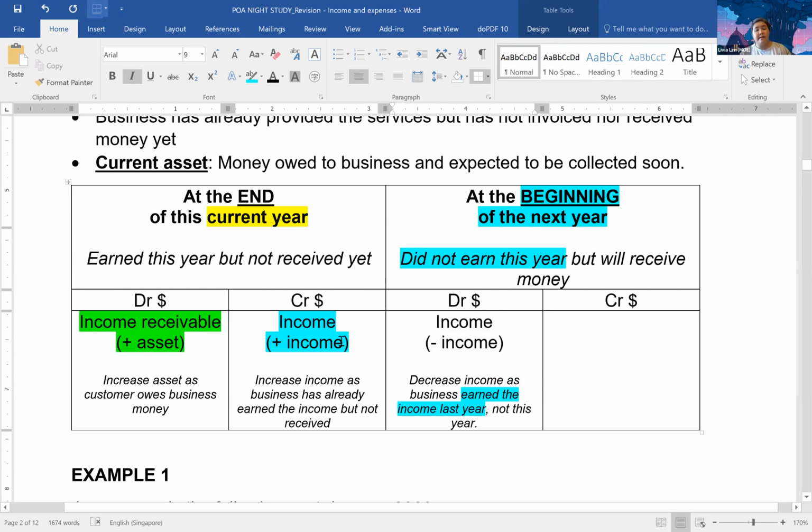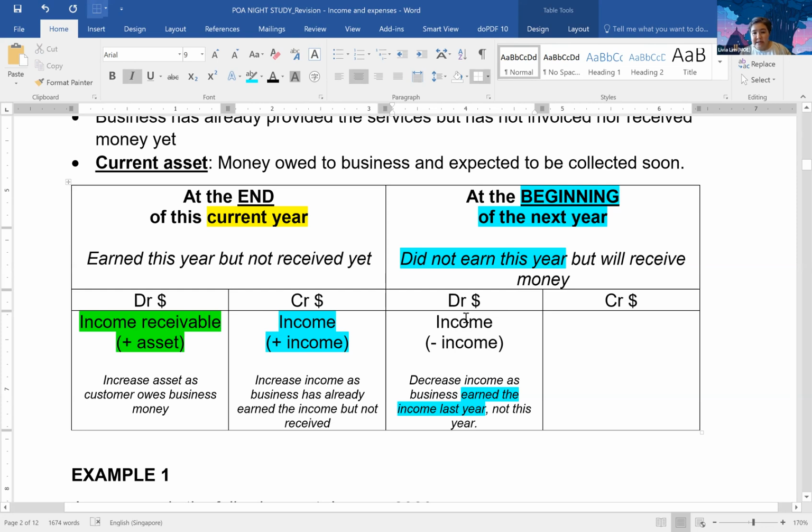That's why in the next financial year, every time there's a beginning of the year, if you see that there is an income receivable, you have to think, oh, this income actually was earned last year. It's not earned in this year. So I need to minus it from my income in that year.